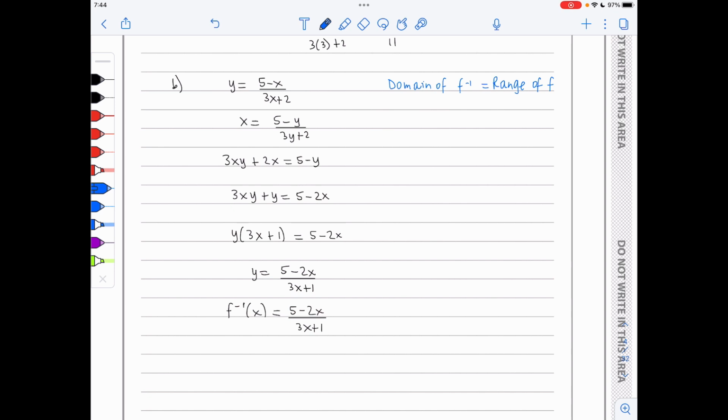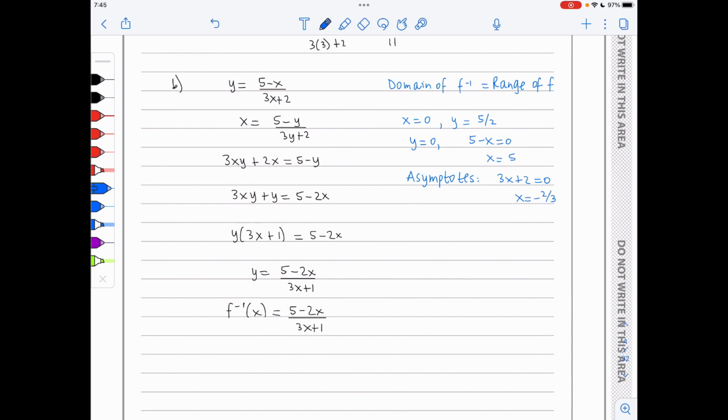So to start sketching, I will find the cuts on the axis. So when x is 0, y is 5/2. When y is 0, 5 - x = 0. So x is 5. Let's go for the asymptotes now. We know that we have a problem when the denominator is 0. So when 3x + 2 = 0, so at x = -2/3.